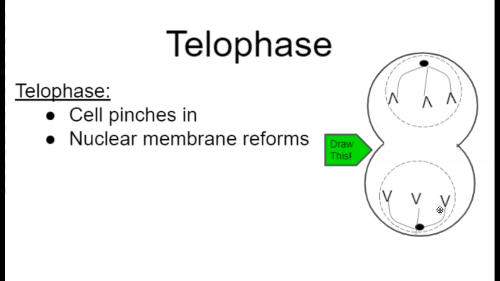So again, you can go ahead and draw that picture. P-MAT, prophase, metaphase, anaphase, telophase. Sometimes you'll hear people talk about cytokinesis. That's the last one, C, and that's where the cell completely splits in half.